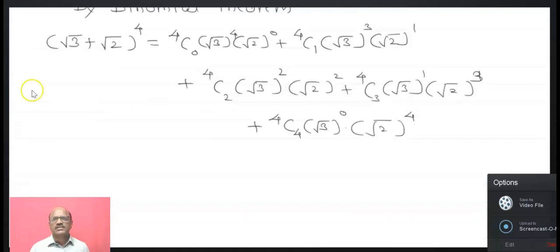Now see this, that is (root 3 plus root 2) raised to 4 is equal to 4C0 root 3 raised to 4 root 2 raised to 0 plus 4C1 root 3 raised to 3 root 2 raised to 1 plus 4C2 root 3 raised to 2 root 2 raised to 2 plus 4C3 root 3 raised to 1 root 2 raised to 3, and last is 4C4 root 3 raised to 0 root 2 raised to 4. Now the next is, see this.